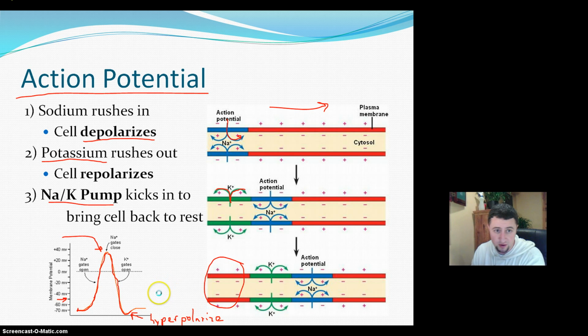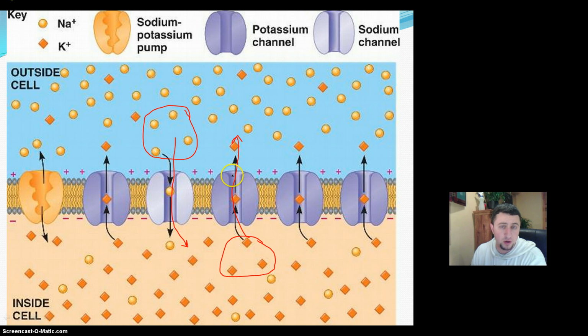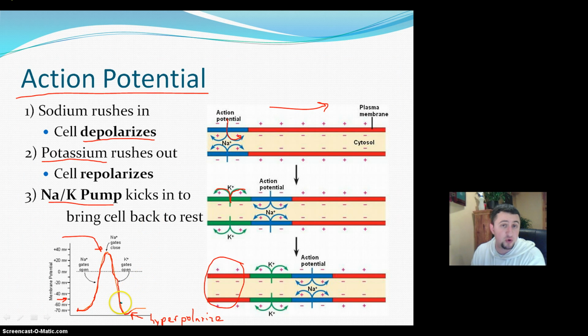the potassium channels right here tend to take a little bit longer to close. So they stay a little open a little bit too long, and we get a little bit of too much potassium rushing out, so that cell hyperpolarizes a little bit. But eventually the sodium-potassium pump is going to kick in and fix all that stuff and bring the cell back to rest. And that's where, at this point, we can have another action potential fire, and then we bring the cell back to rest, and then another one. But all of this takes fractions of a millisecond. I mean, this takes almost no time at all. This happens really quickly.